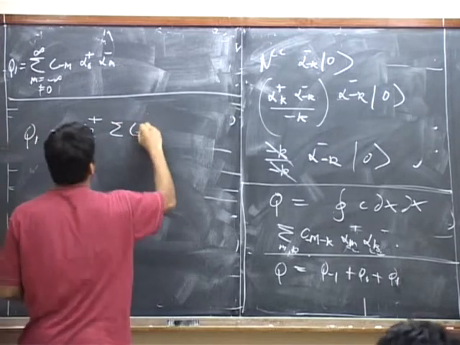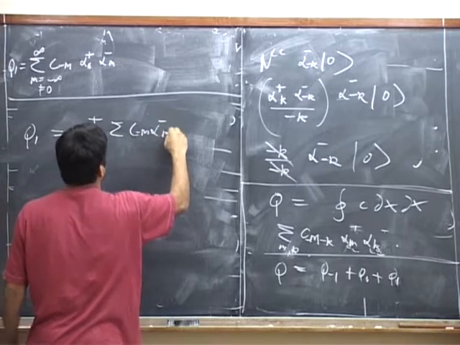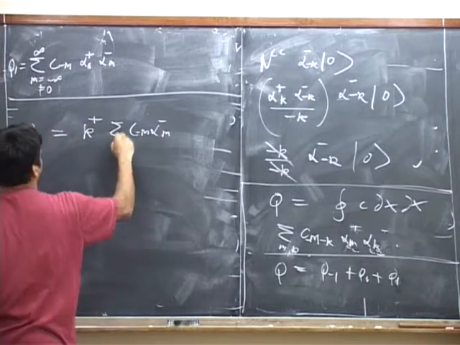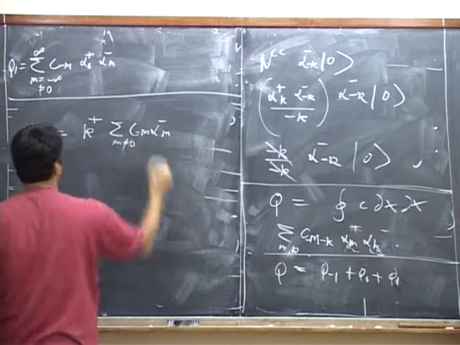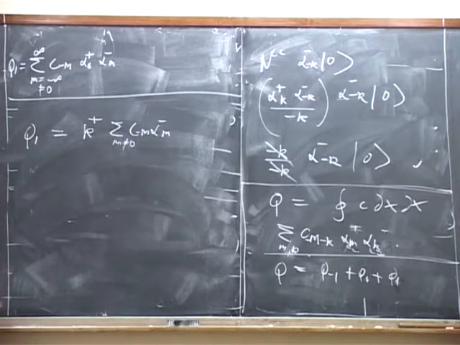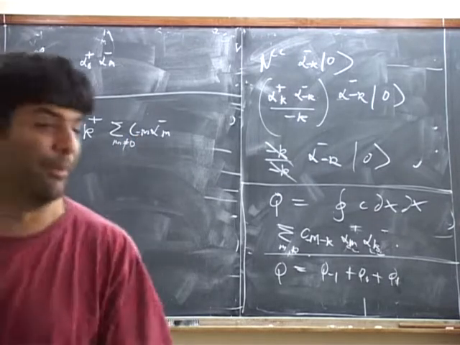So Q1 up to an overall normalization is k plus, sum over c minus m, alpha minus m, m not equal to 0, acting on a state which has some momentum k plus.